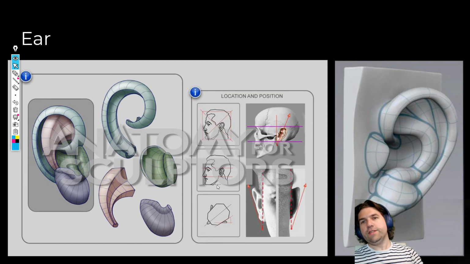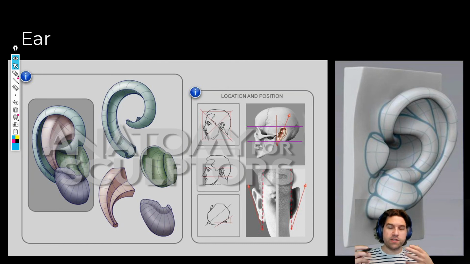Then we get to the ear. The ear is pretty intimidating because it seems like a really complicated shape, and it's hard because unlike noses or mouths, we don't spend a lot of time looking at them. Eyes and lips are something people draw in middle school notebooks all the time. But when's the last time you saw someone drawing a bunch of ears? You probably think they were nuts.